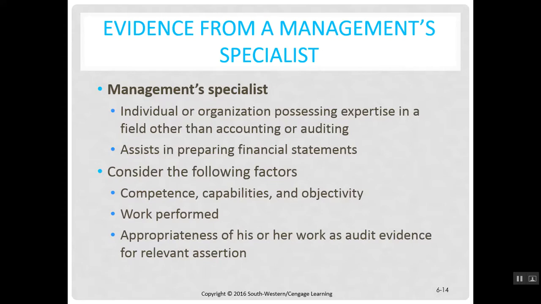You'll see that in audits, sometimes you'll get management specialists. So these are third parties that assist management with certain processes for their financial statement reporting. An example is a fair value specialist looking at impairment, or an actuarial looking at the pension expenses. And the reliability of the data and the relevance depends on the individual or organization and making sure that they possess expertise in the field other than accounting or evidence. So you need to consider the following factors: the competence, capability, and objectivity, the work performed, and appropriateness of his or her work as audit evidence for the relevant assertion.